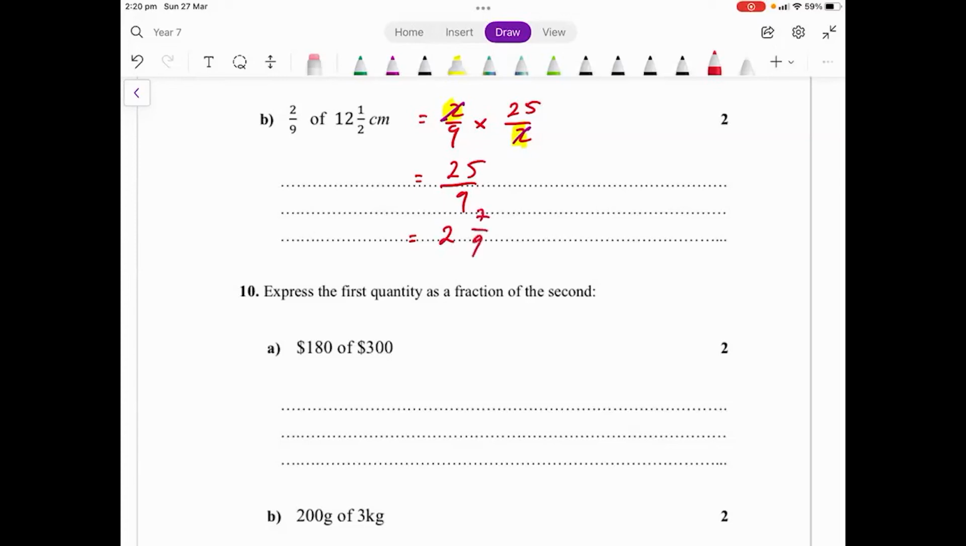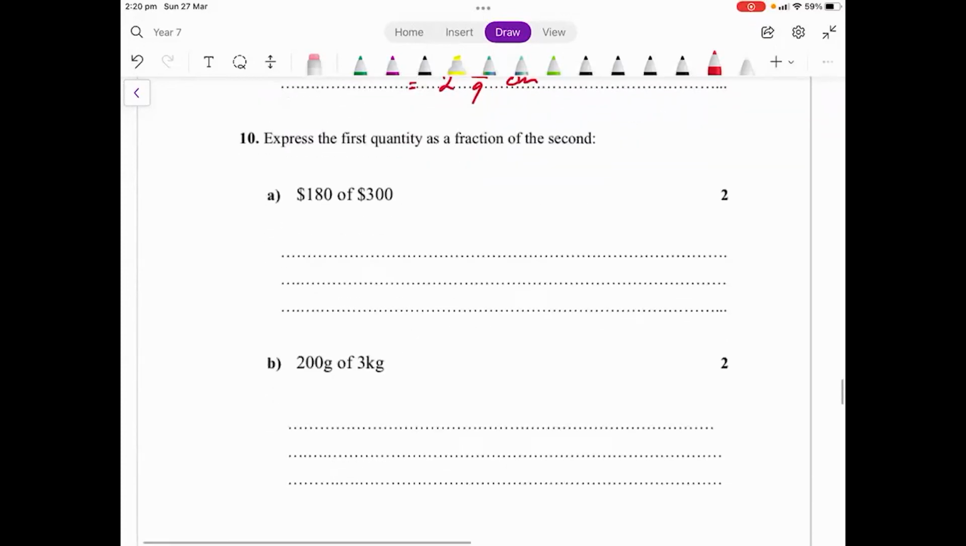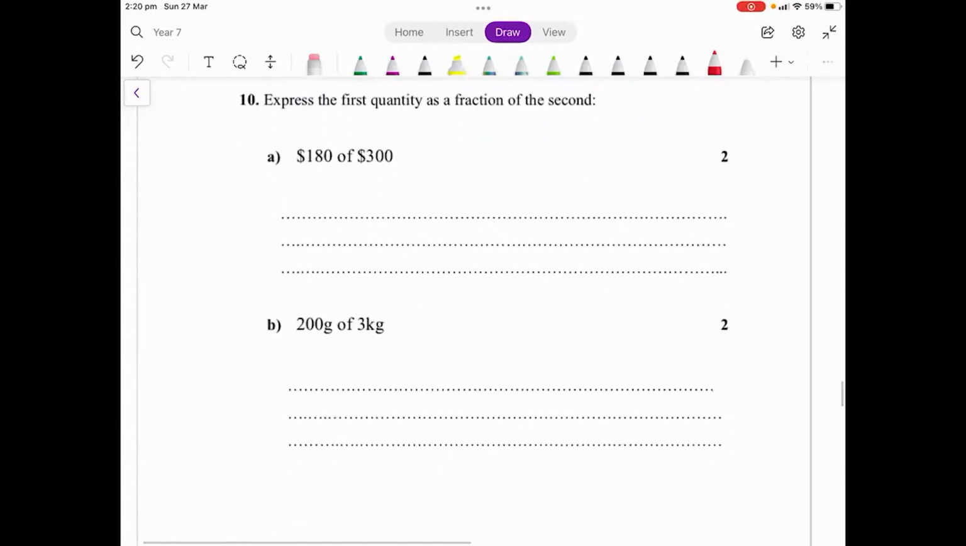Question 10 says, express the first quantity as a fraction of the second. So you just put the first number over the second number as long as the units are the same. So for the first question they are. So we write 180 over 300. We need to simplify that, so we can cross out 1 zero each. That's like dividing by 10. We get 18 over 30, which we can divide both by 6. And that gives us 3 over 5 as our simplified answer.